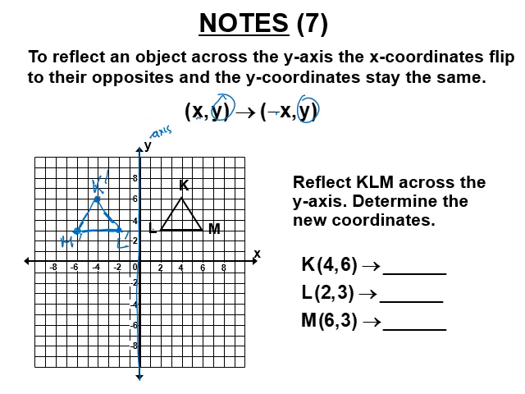So you reflect something over the y-axis, the x coordinate becomes its opposite. The y coordinate stays the same. So k, well, I should have written k prime in there. K prime should be at -4, +6. It is. So L prime should be at -2, +3, and M prime should be at -6, +3, right?